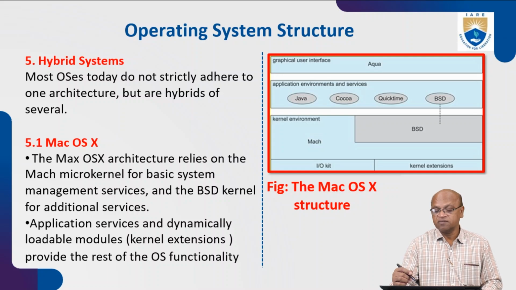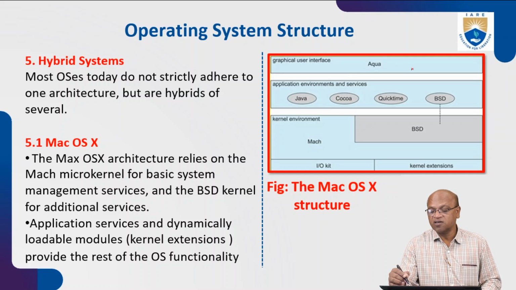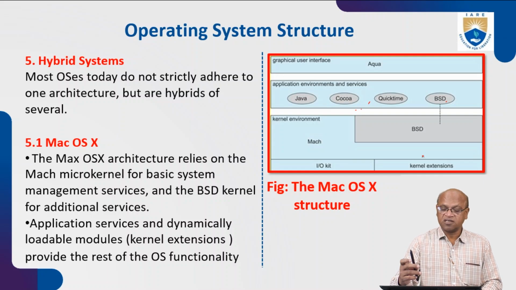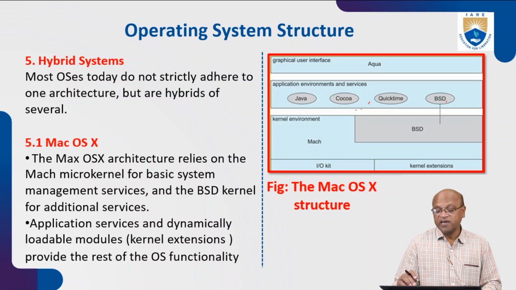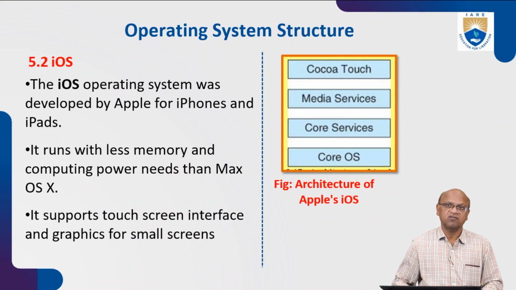This is Mac OS, as we discussed, see the graphical user interface. This is application environment services. This is application oriented services. Then your BSD, all extensible like this kernel environment, Mach, IOKit, kernel extensions. This is the Mac OS structure. Basically, these are all software programs only. But how they interface with each other, that varies from one structure to another. This is Mac OS. We have seen Solaris also.